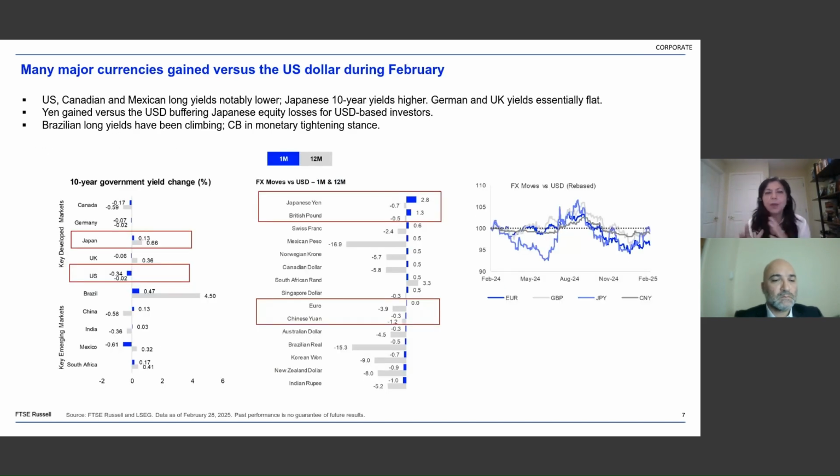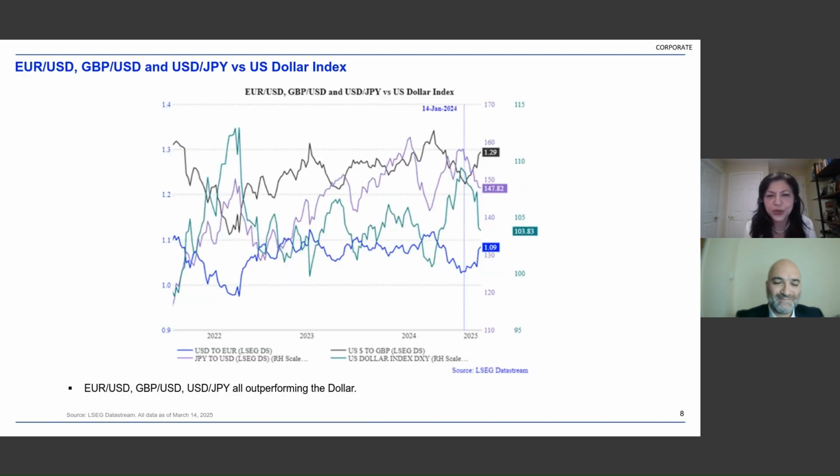And I'll just end by saying what I talked about was in equity markets, but we are also seeing many major currencies gaining versus the US dollar in February, something slightly unusual because generally in risk aversion terms, the dollar strengthens. And with that, let me turn it over to John, who will take us deeper through this.